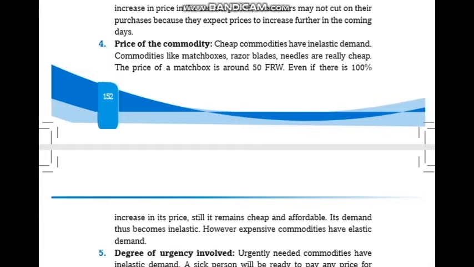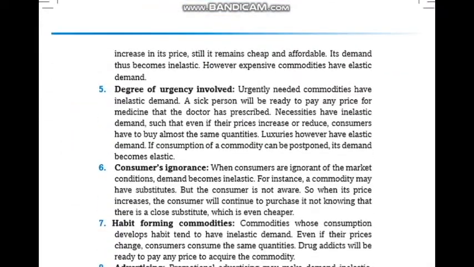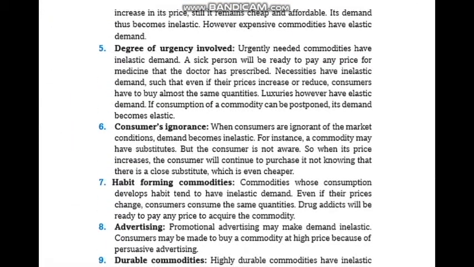The price of a matchbox is around 50 Rwandan francs. Even if there is a 100% increase in its price, it remains cheap and affordable. Number five, degree of necessity. Necessary commodities have an inelastic demand. A sick person will be ready to pay any price for medicine that the doctor has prescribed.